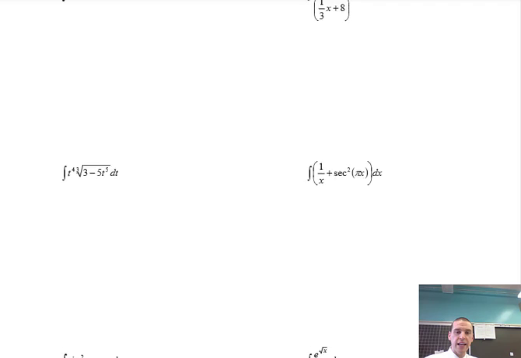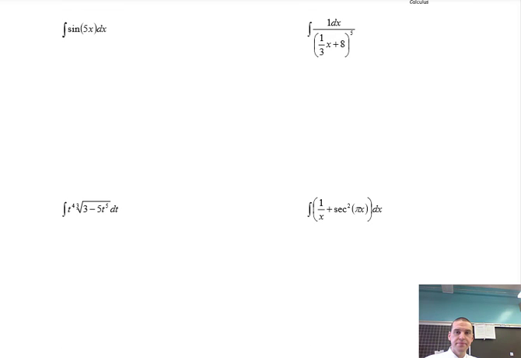So let's look at these last 6 here. The integral of sine 5x dx. So we'll let u equal 5x. Du equals 5 dx. What we don't have is a 5 here.